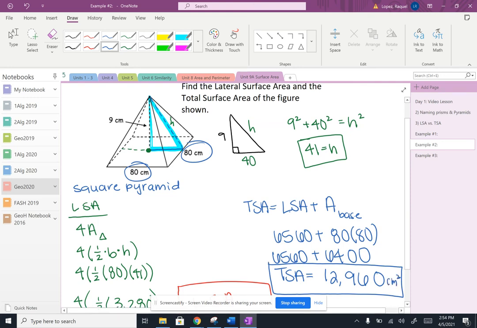Don't forget your units at the end, guys. All right, go ahead and try example 3 on your own.